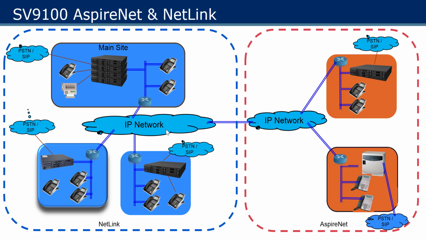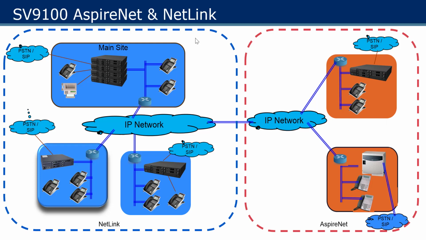Okay. So we've talked about Netlink. On the other side, we've got a different situation where we've got an Aspire and an old AC100. Not a problem. We would AspireNet those two together. If you want one speech path, you'd have a license on the SV here and the Aspire there. If you wanted 2 speech paths, you'd need 4 licenses, and so forth. Then we'd link that network to the existing one using AspireNet, and each of the sites would be able to talk to one another.